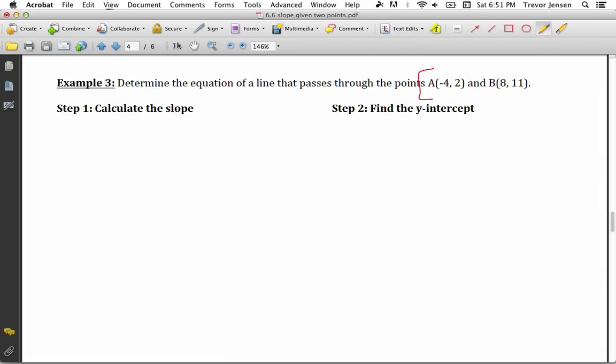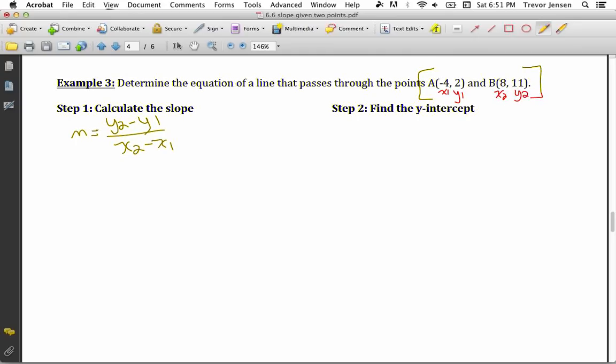Okay, so if you're given 2 points on the line, the first thing you need is the slope of the line. So you need to figure out the slope using the formula y2 minus y1 over x2 minus x1. It doesn't matter which point is your first point and which point is your second point. You'll get the same slope either way. So I'll make point A my first point, so that's my x1, y1. I'll make point B my second point, so that's my x2, y2.